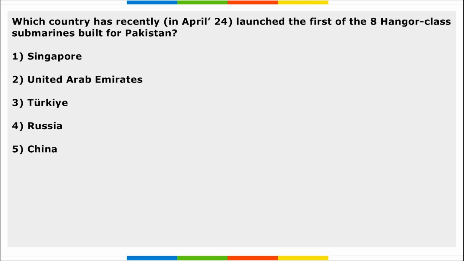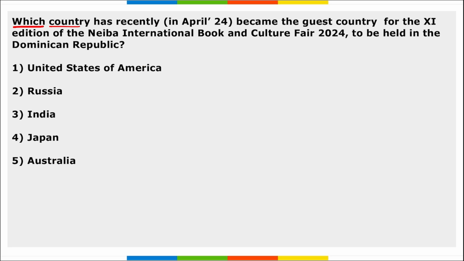Next, which country has recently launched the first of the 8 Hangar class submarines built for Pakistan? It is China. Right, China has launched the first of the 8 Hangar class submarines built for all-weather ally Pakistan. Next, which country has recently become the guest country for the 11th edition of the Neiba International Book and Culture Fair to be held in the Dominican Republic? It is our India. Take a note of this.